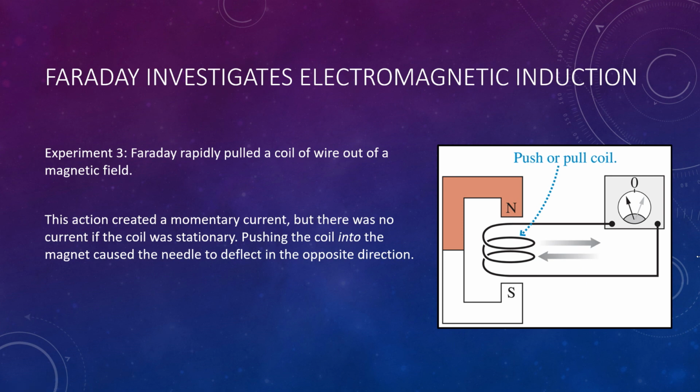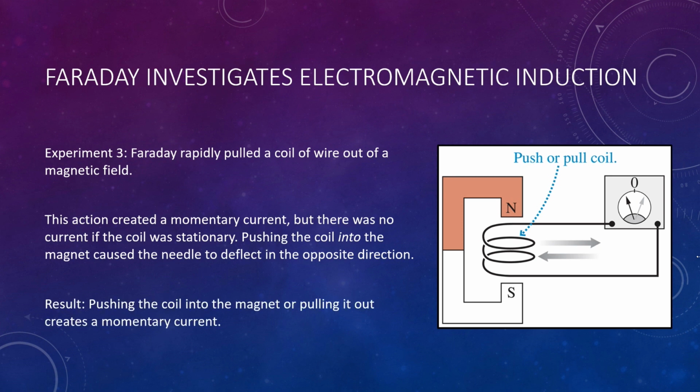Again, the action of moving it created a momentary current, but if the coil was held stationary in the magnetic field, there was no current. So we again see opposite directions of the needle depending on whether you're pulling it in or pushing it out. So we have a result, again, that pushing the coil into or out of the magnetic field will produce a momentary current.